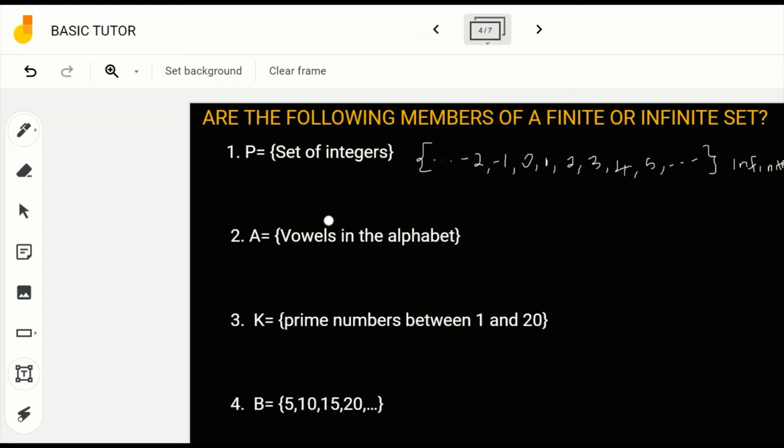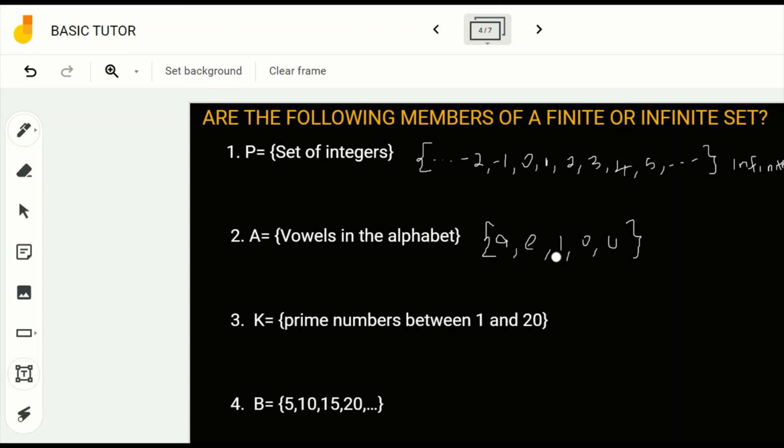Number 2, vowels in the alphabet. Let's look at the vowels in the alphabet. We have A, we have E, we have I, we have O, and we have U. So we have 5 vowels in the alphabet.